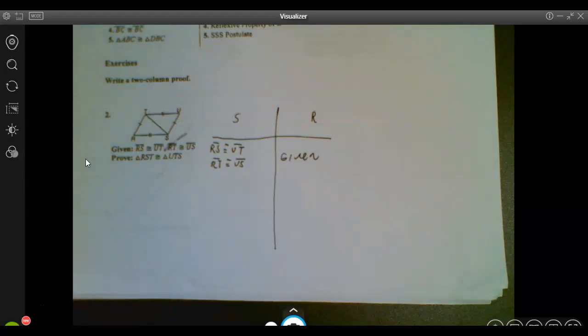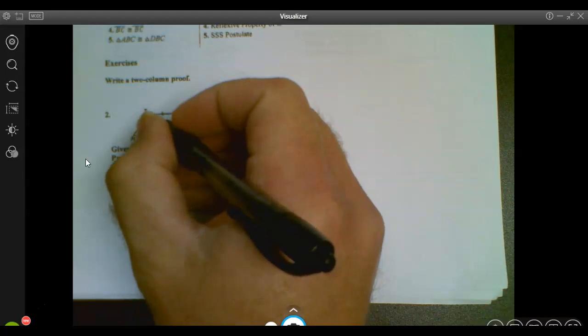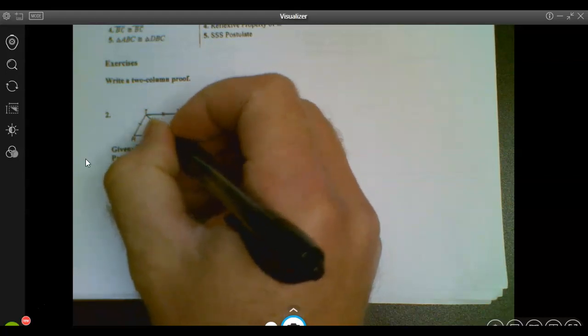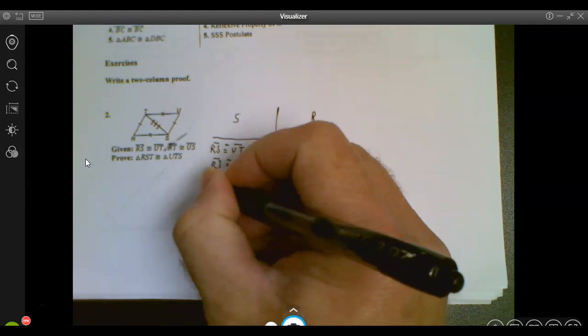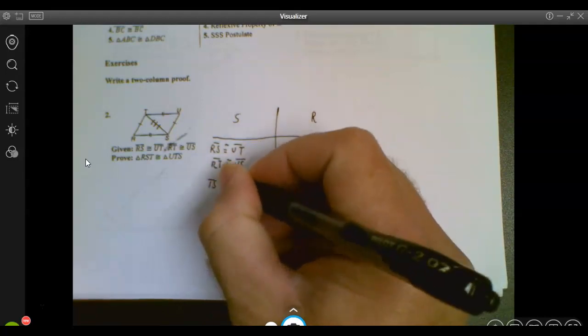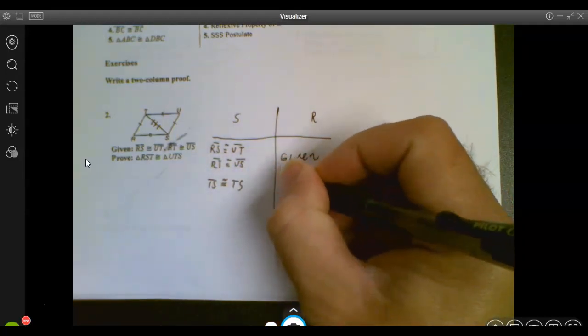So beyond that, there's always two things we're looking for: can I use the given information to say something more, or can I use my diagram to say something more? The given has been exhausted. There's nothing more I can get out of that given information. So let's go to the diagram, and what do we see? Here's that reflexive property coming up again. TS, of course, is congruent to itself. So we're going to say that TS is congruent to TS. That's our reflexive property.